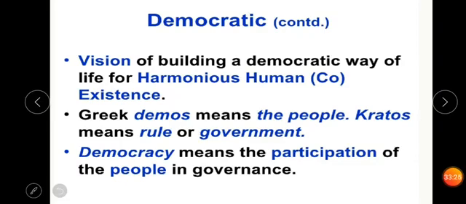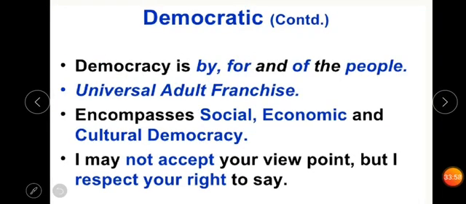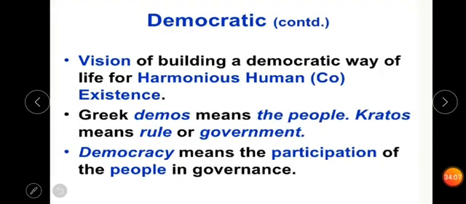If we are living our life in India, it is a democratic way. We have the power to elect, to choose our representatives, so they will work for our benefit and our welfare. India is a democratic country, as in the Greek meaning, demos means the people, and kratos means rule or government. As Abraham Lincoln has already said, democracy is by the people, for the people, of the people.